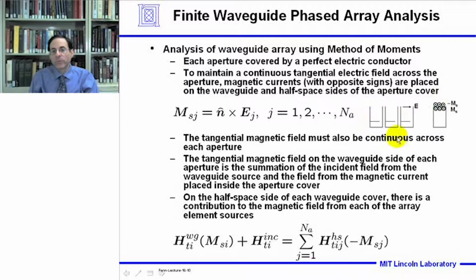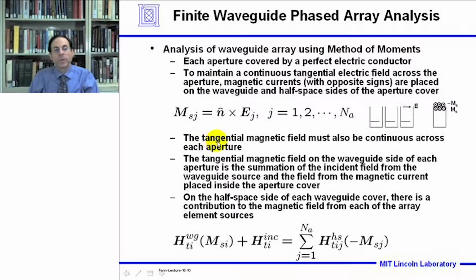And here we're showing a side view of an array, so we would be covering the apertures of each of these as shown on the right. The magnetic surface current, M sub Sj, for the jth aperture is equal to the unit normal crossed with the electric field of the jth aperture. And this is done for all the antenna elements in the array.